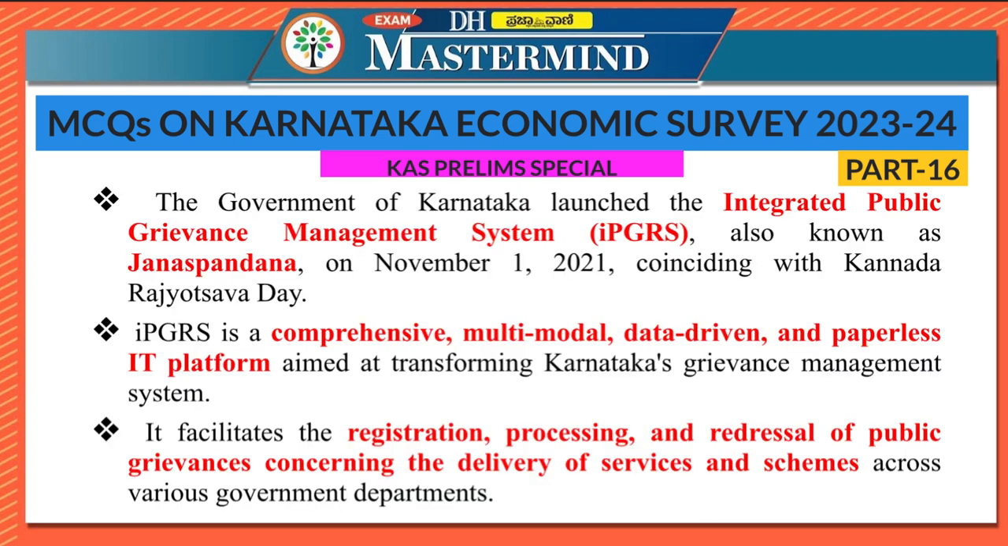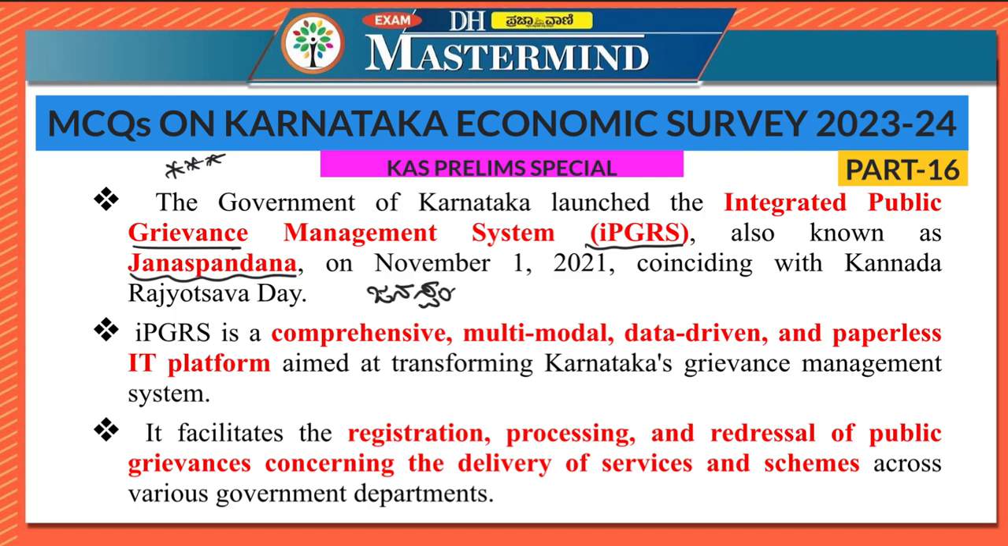So, the Government of Karnataka launched the Integrated Public Grievance Management System, IPGRS. Very important, you have to note it down. What is public grievance? In Kannada, it is called Kundu Korate. Sarvajanika Kundu Korategalanna Bageharisalu. So the Government of Karnataka launched this Integrated Public Grievance Management System, and this system is also known as Janaspandana. The other name is Janaspandana.